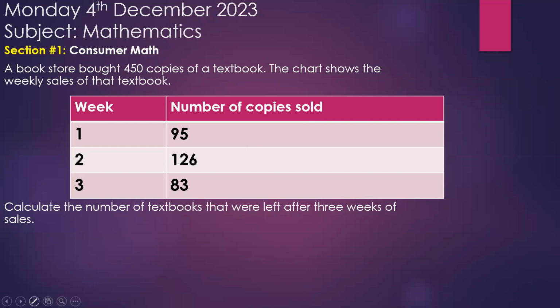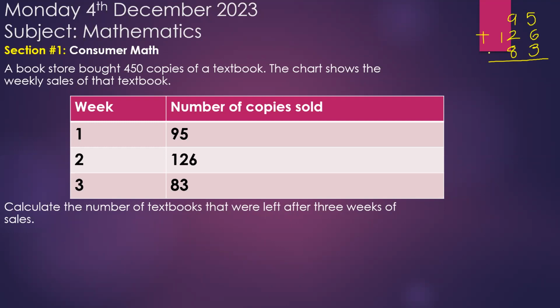Okay, let's add it. Let me see if you don't know how to add. So we have 95 plus 126 plus 83. And so what is 5 plus 6? 11, very good. And then we want to add 3, that's going to be what? 14.